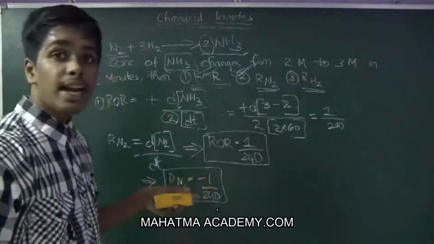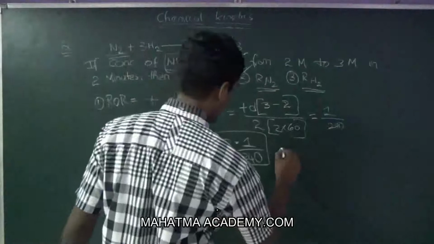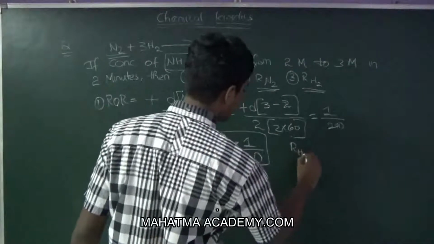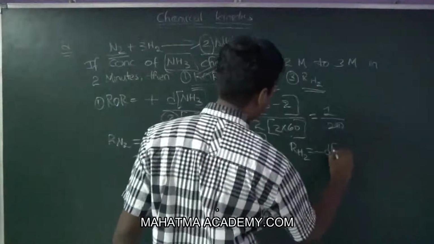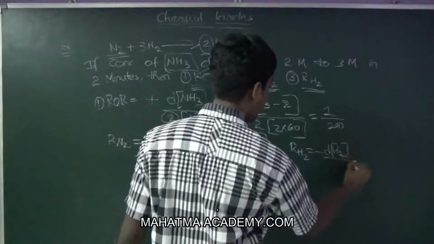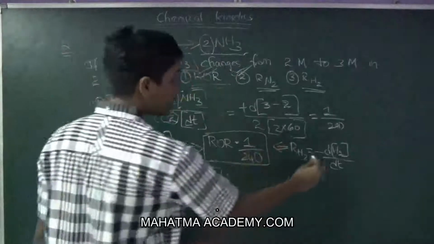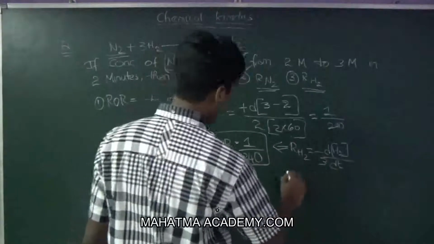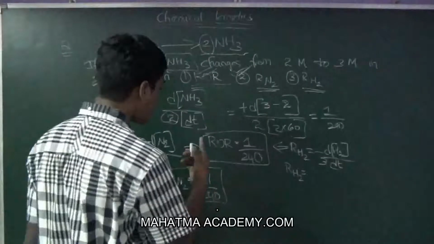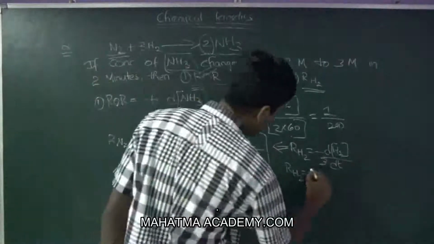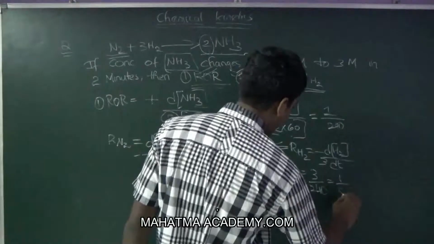Now we have got this. Now we have to find out for R of H2. R of H2 is equal to minus d of H2 upon dt. It will become equal to this term. Sorry students, here 3. Now if we want to find R of H2, we multiply by 3 to the rate of reaction. It is 3 upon 240. It will become 1 upon 80.